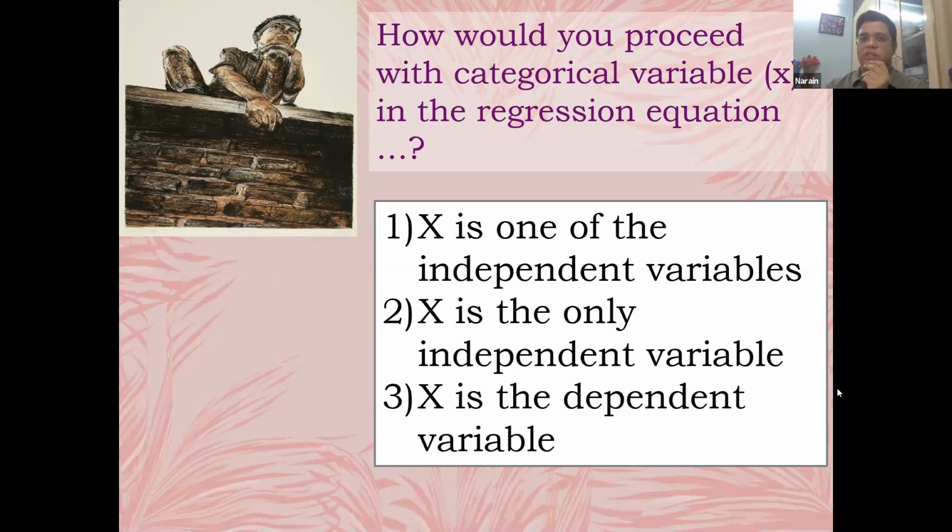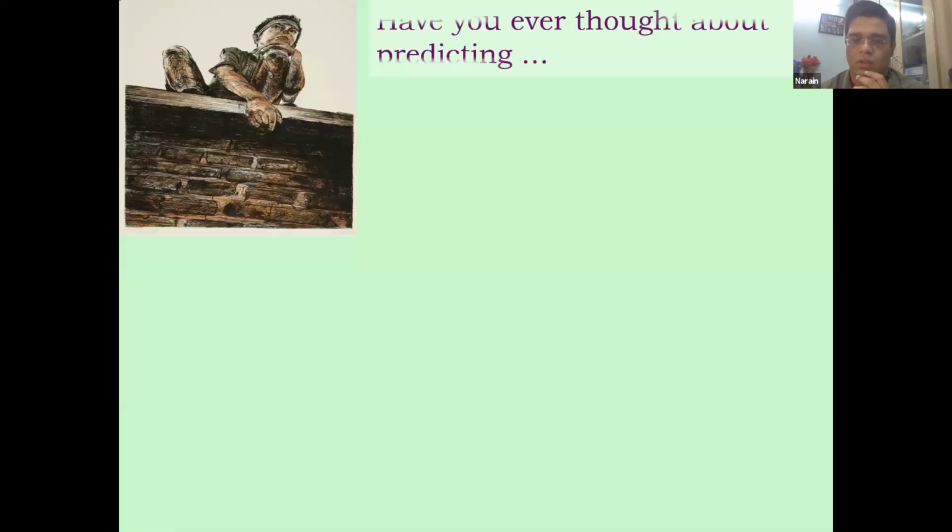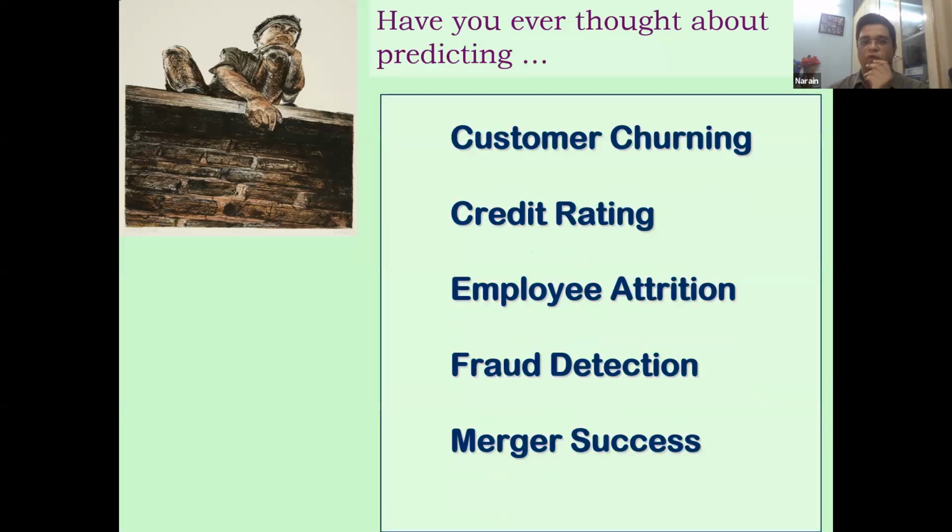But there could be certain alternatives which are available. So our focus for today is when your categorical variable happens to be the dependent variable. We are referring to categorical dependent variables like customer churning: will your customer go to some other competitor? Credit rating: whether you are rated AAA, triple B, double B or C. Employee attrition: will the employee remain in your organization or not? Fraud detection: whether an accounting fraud has happened in the firm or not. Whether a proposed merger will be successful or not. These could be some of the examples.